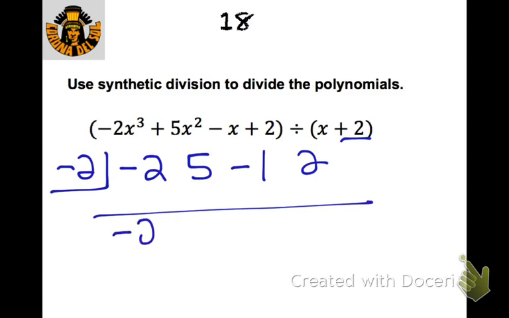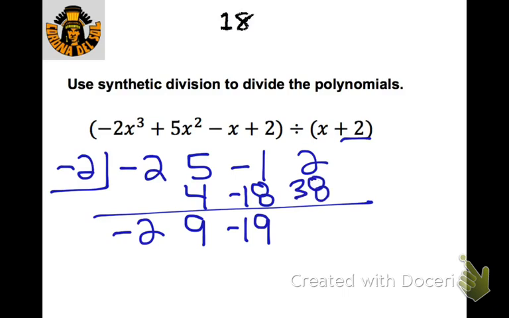Bring down your first number and always multiply it by what's in the box. So that's 4. Add those together. That's 9. Negative 2 times 9, that's negative 18. Add those two together. That's negative 19. Negative 19 times negative 2 is 38. So this time we do get a remainder. So the remainder is 40.